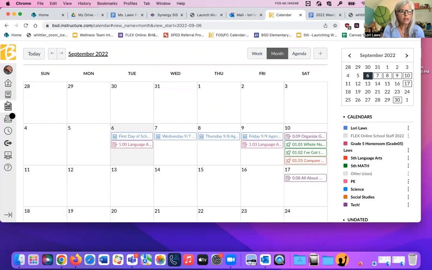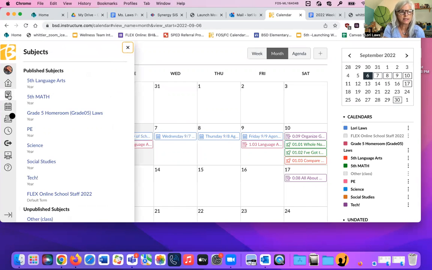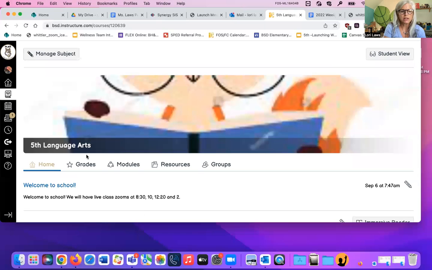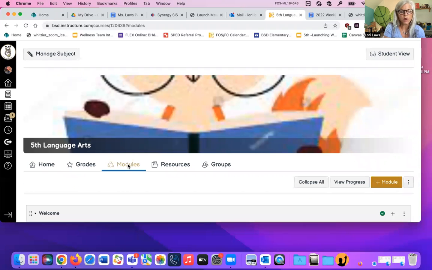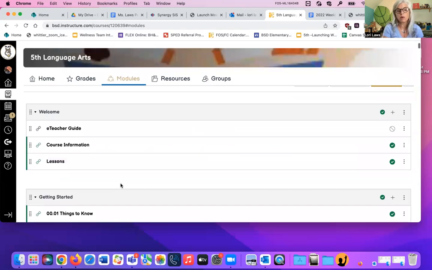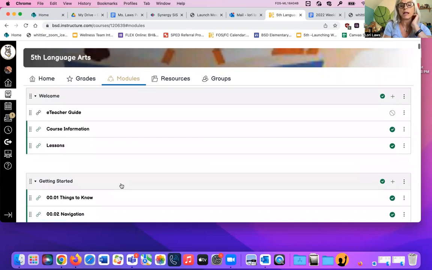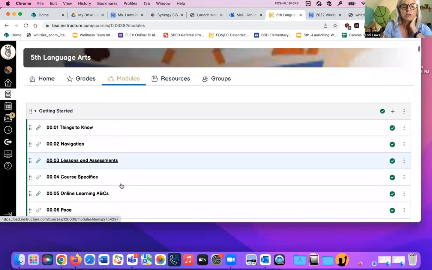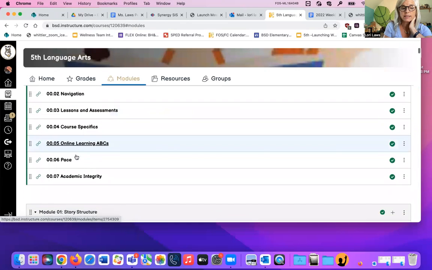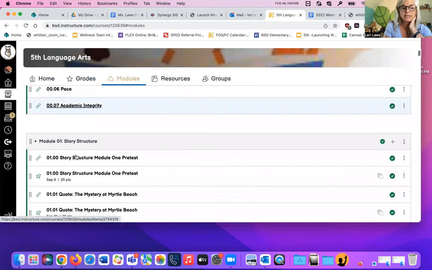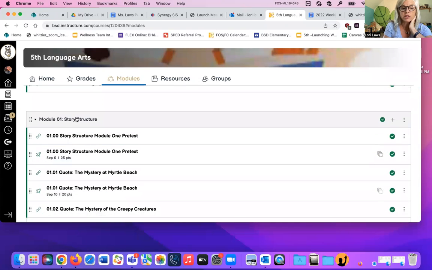So here we go. Now we're going to go back to our subjects and we're going to go to 5th grade language arts and open it up. And our assignment today was to do lesson 1.02, but to skip some of the writing pages. Remember, we're not doing the writing that's in Florida Virtual. We're going to do our own writing. So again, you should have already slowly gone through and looked at getting started, things to know, navigation, lessons and assignments, pace. And we're in story structure.